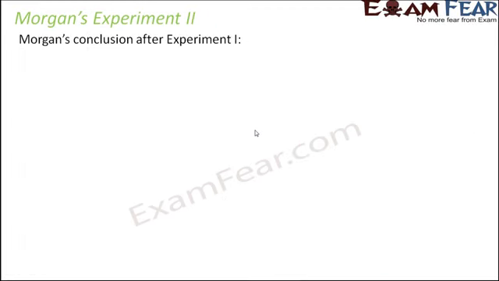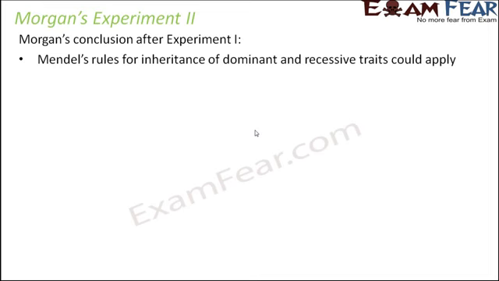So by the end of experiment 1, Morgan could conclude that Mendel's rules for inheritance of dominant and recessive traits could apply. Why did he agree to Mendel's law of dominant and recessive traits? Because in the F1 generation, he himself saw that all the flies had red eyes. That means the red color was dominant over the white color. And the white color, being the recessive trait, did not express itself, but it got expressed in the F2 generation. So this made him believe that Mendel's rules for dominant and recessive traits could apply.